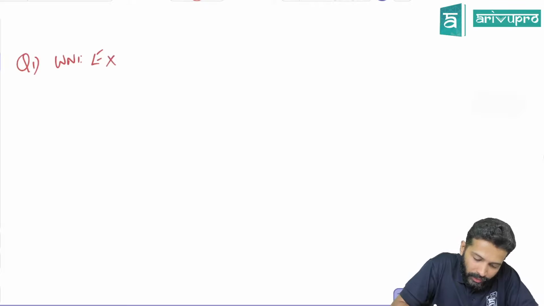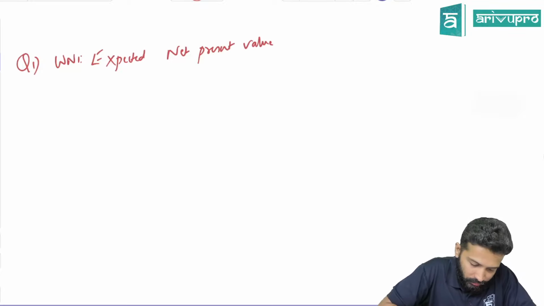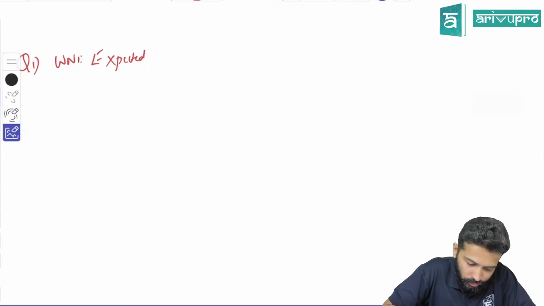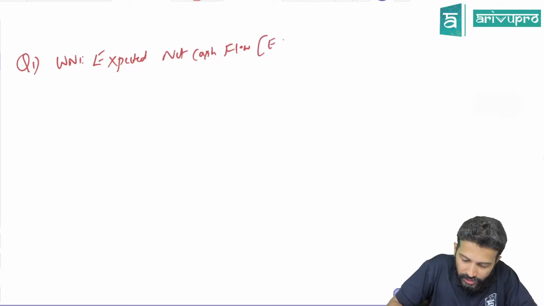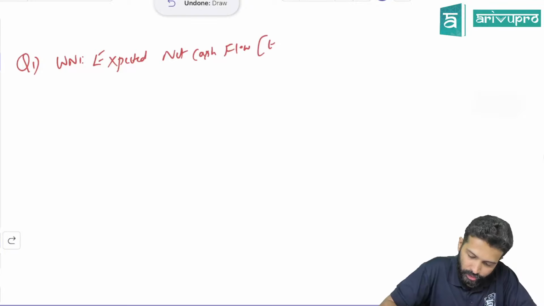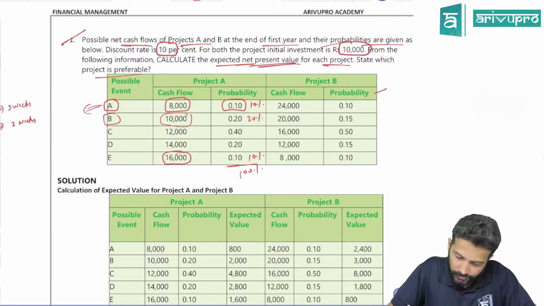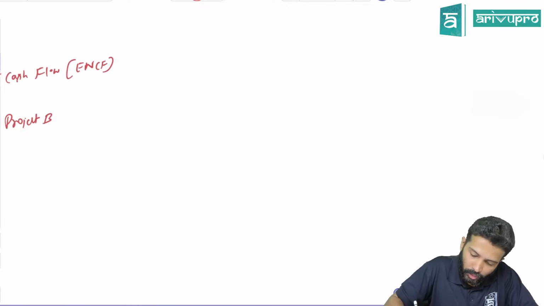Working note number one: expected net present value. Expected net cash flows. I'll call this ENCF for class purposes. Even our study material uses the short form, so it should be acceptable. ENCF. First, let me copy the data as they've given. First, I'll do it for project A. Then we will do the same exercise for project B.